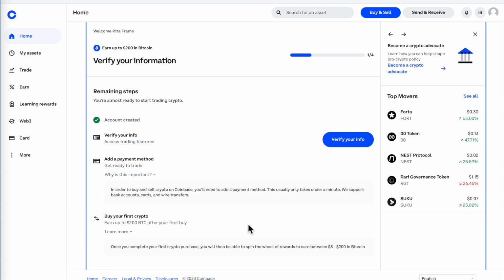Here it says in order to buy and sell crypto on Coinbase, you'll need to add a payment method. So click on here and that's where it'll give you instructions on connecting your bank account or instructions for a wire transfer. Now that you've set up a Coinbase account, let's learn how to use Coinbase and start trading.